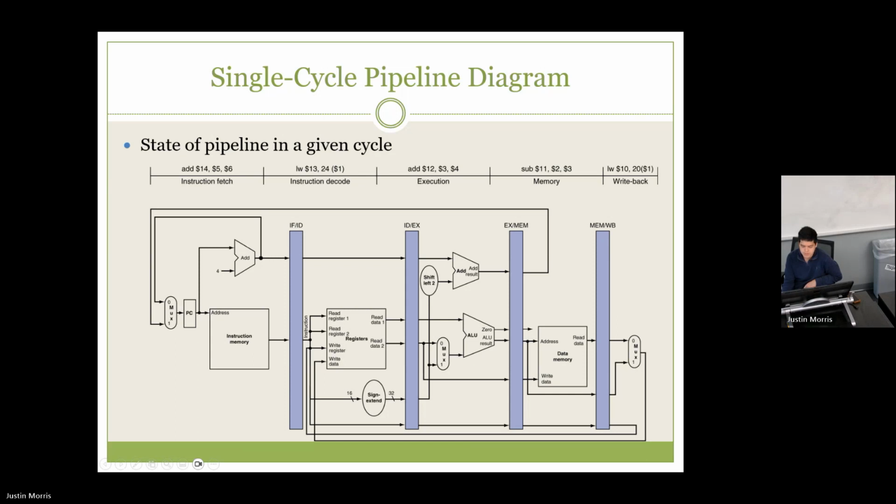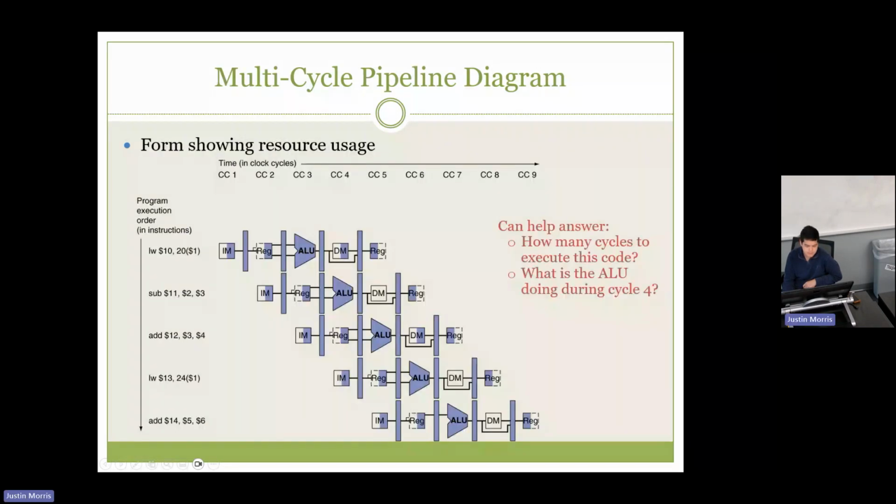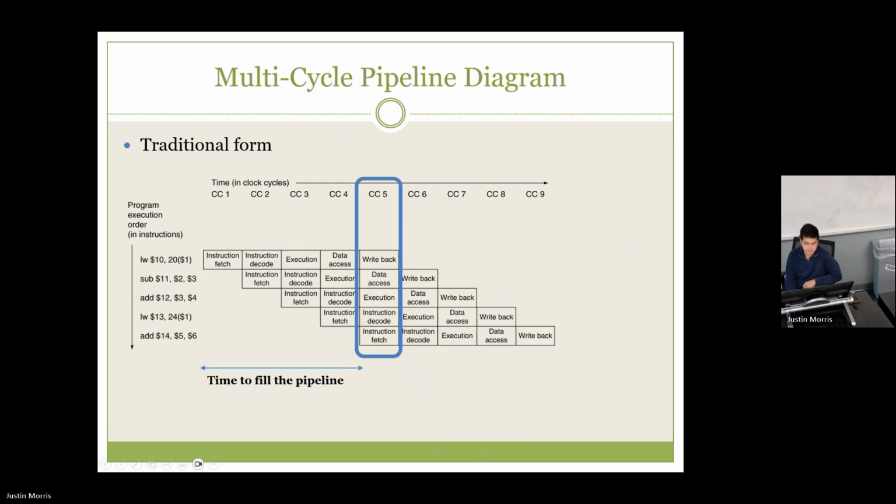So this is from the same instructions that we were looking at with the multi-cycle diagram, but this is specifically looking at the 5th clock cycle, right? In the 5th clock cycle, we had the load word in write back, sub in memory, add in execute, the second load word in decode, and then the last instruction, which was the add in instruction fetch. So it's specifically zooming in on this 5th clock cycle.